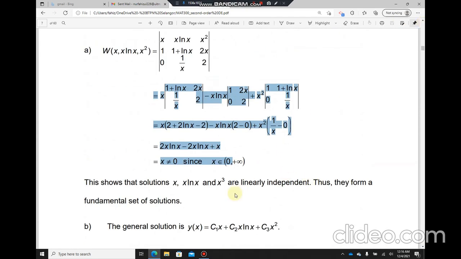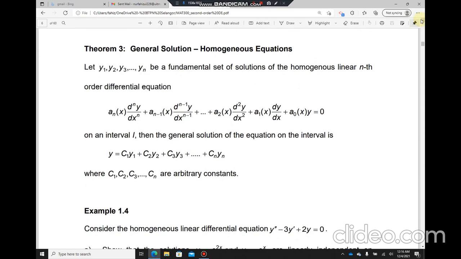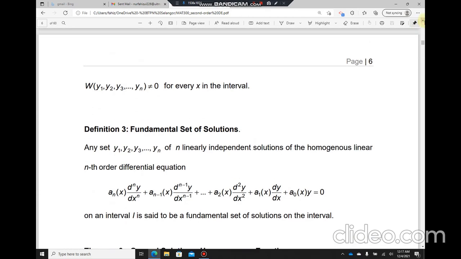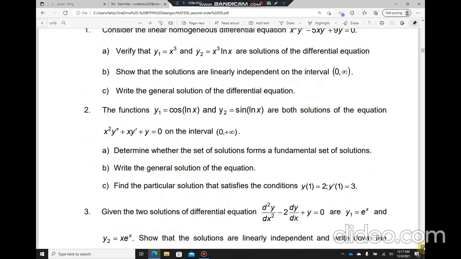Kalau ditanya adakah dia fundamental set of solutions, sebab apa kita kira Wronskian, kita boleh tengok dekat sini. Dia kata dia adalah fundamental set of solution kalau dia adalah linearly independent. Memang kat sini, linearly independent. So dia adalah fundamental set of solution. That's why kita kira Wronskian dan kita tunjukkan dia linearly independent. Okay, so this one for 1.1. Awak boleh solvekan exercise dekat sini, exercise 1.1.